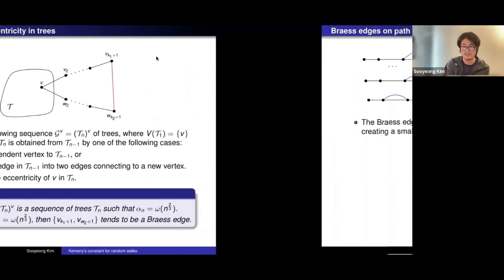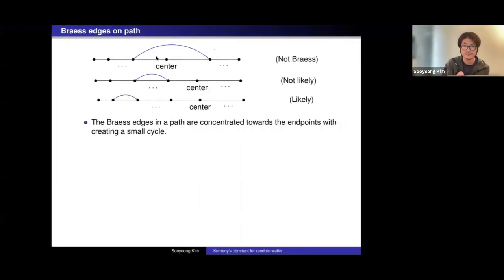Let me give you an example here. Well, not an example actually. When you think about a path, there's a center vertex. If I create a cycle by adding this edge, you can see this part, the length of this is quite shorter. That's why it's not a Braess edge.